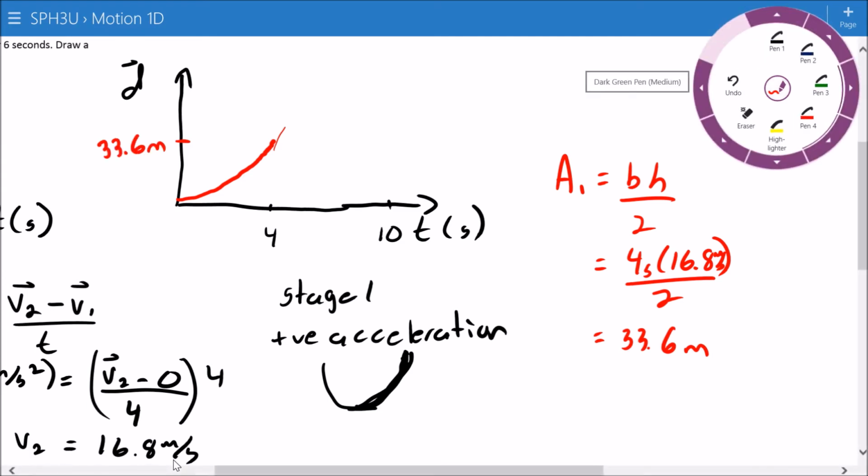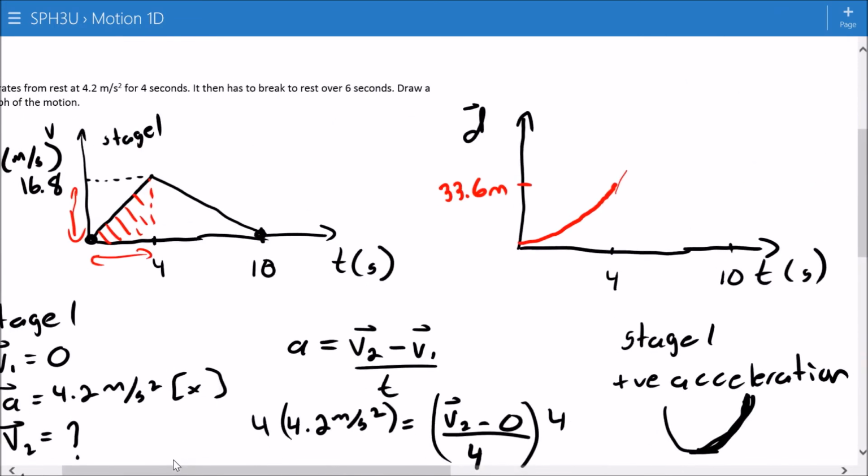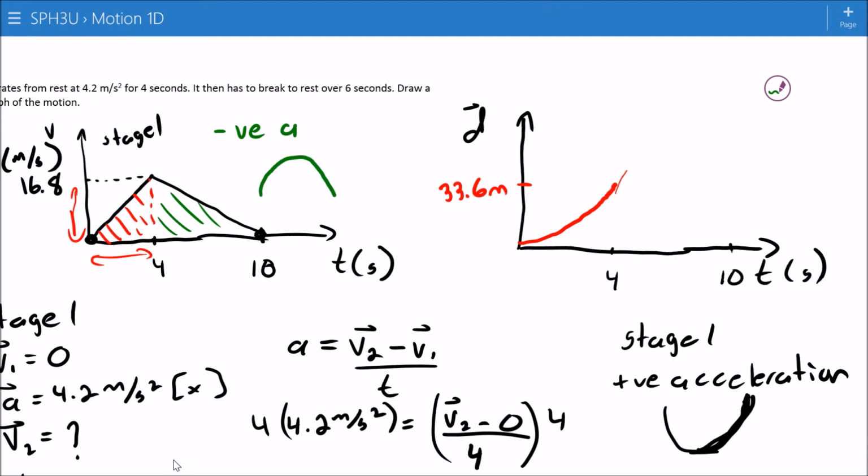I'm going to look at the second stage in green. That's this guy right here. Here we can see we have a negative acceleration. So we're dealing with a concave down parabola. And here we're starting with some initial fast speed and we're going to 0, or the vertex has to occur at 10 seconds. So we're going to deal with that shape of parabola right there. It's going to start here and come up to the flat spot.